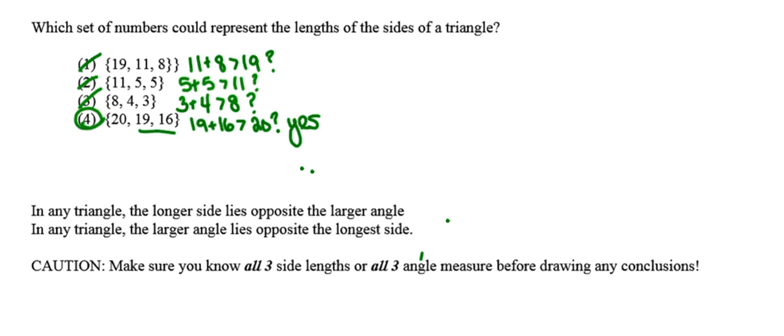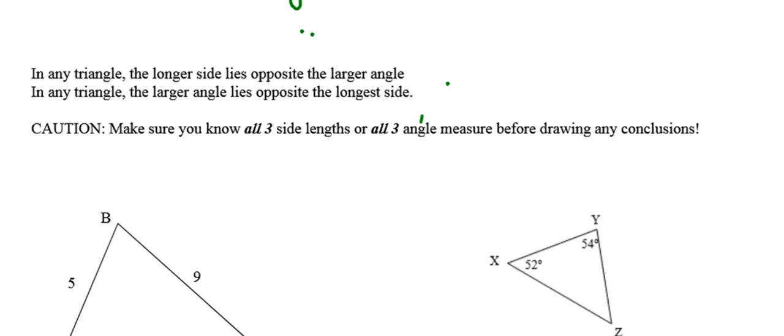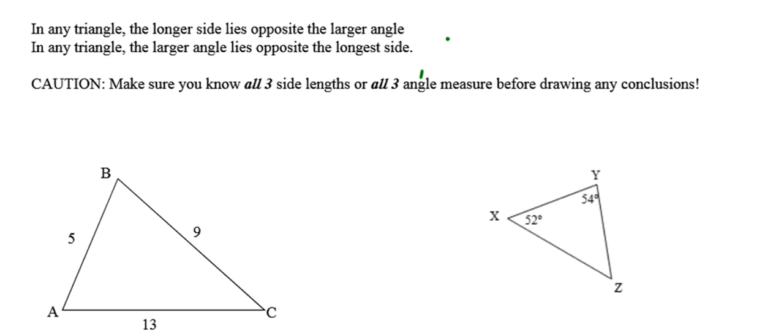So that's how that works. The other thing that you need to know with respect to these inequalities is that for any triangle, the longer side will always lie opposite the larger angle, and the larger angle will always lie opposite the longest side. The only thing that I'm going to caution you on here is to make sure, before you draw any comparisons, that you know all three side lengths or all three angle measures.